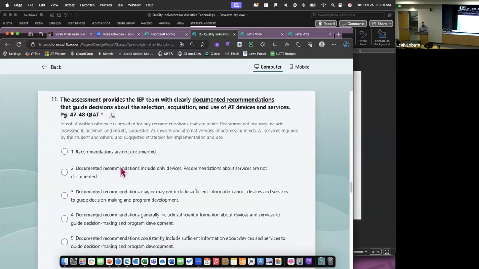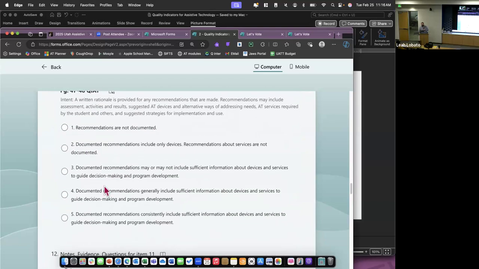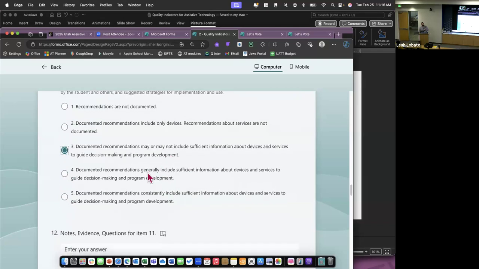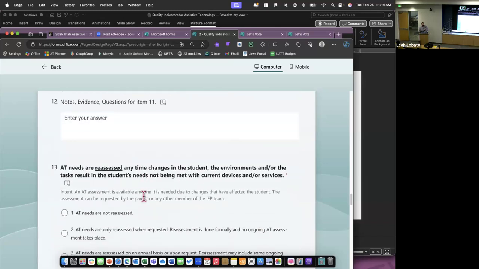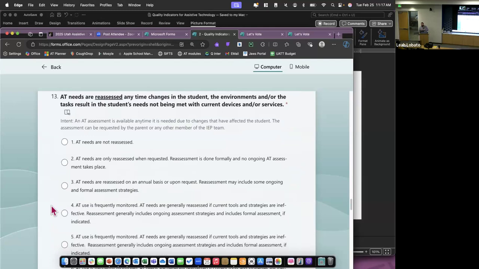Okay. Number 11, the assessment provides the IEP team with clearly documented recommendations. So does somebody write up what we know about this student? I will say on ours, we're again around a 3 because we don't always do a whole write-up on every single assistive technology evaluation. By the way, assessment has the longest survey. I'll tell you that. We did pick the longest one to go with.